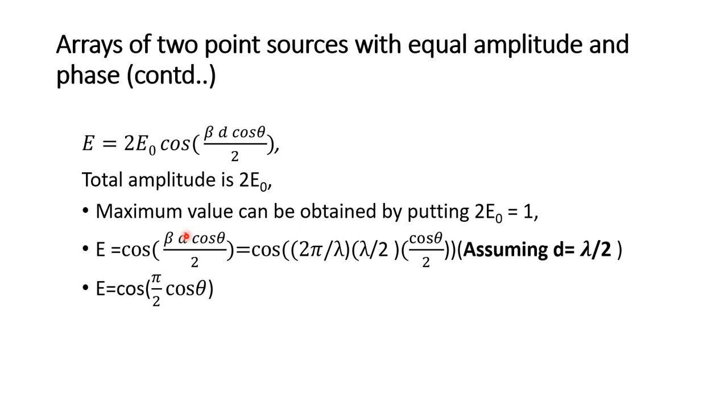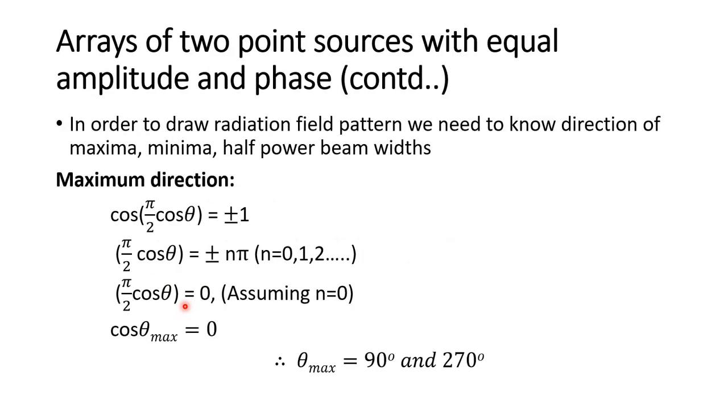D is the distance between the point sources 1 and 2, which we are assuming to be lambda by 2. So D is equal to lambda by 2. We substitute that, then we have cos theta by 2. Lambda and lambda get cancelled, 2 and 2 get cancelled. So what is left behind? Pi from here, 2 from here, pi by 2 cos theta. So E is equal to cos of pi by 2 cos theta. That is the field at point P due to source 1 and source 2.